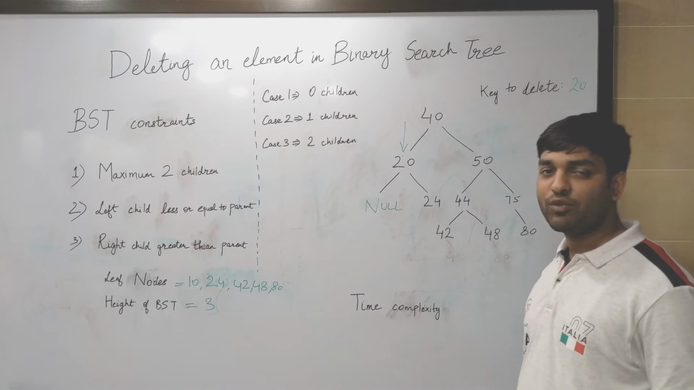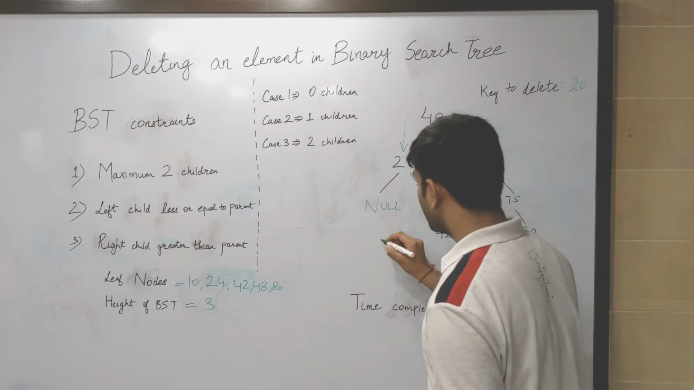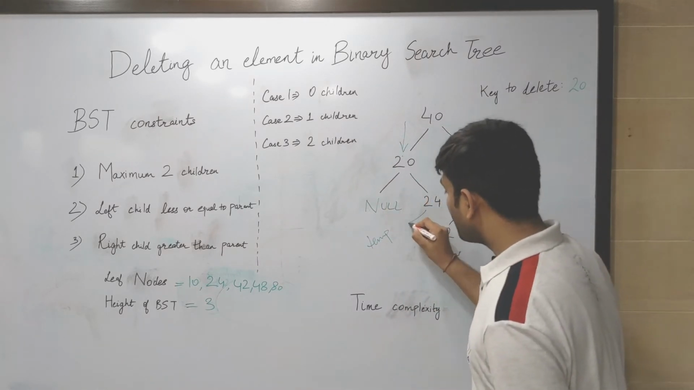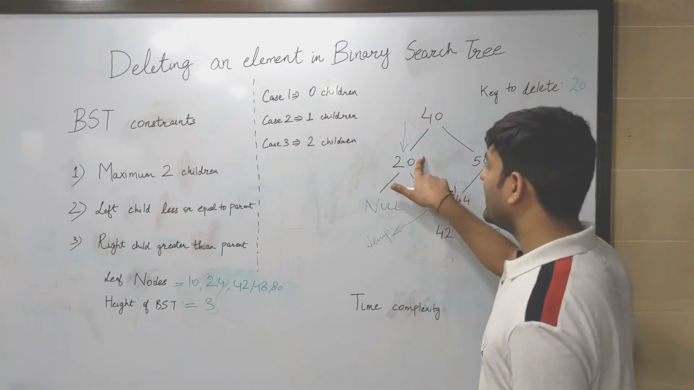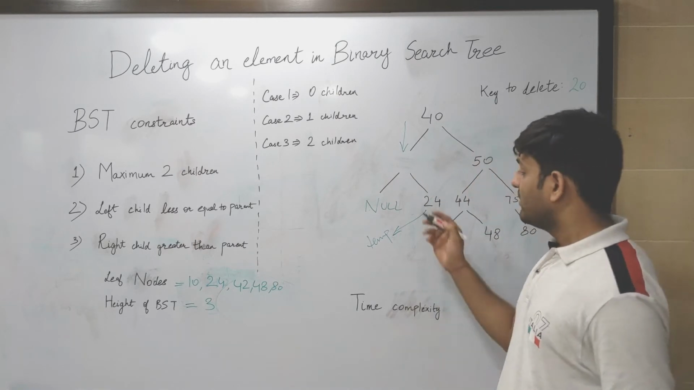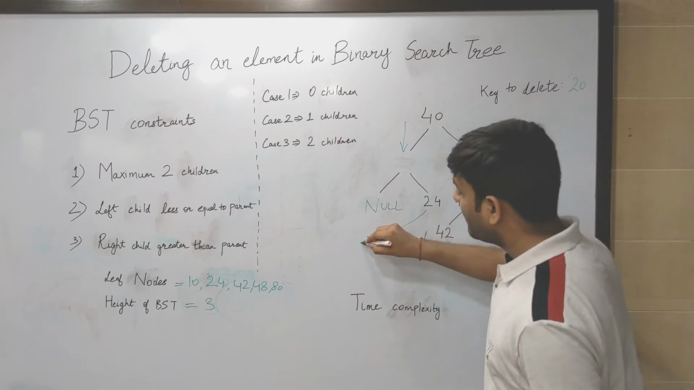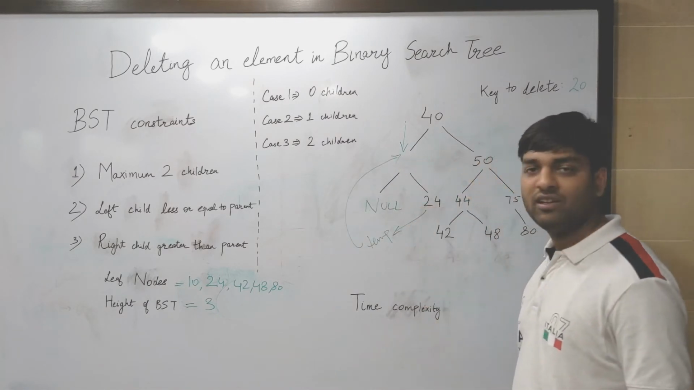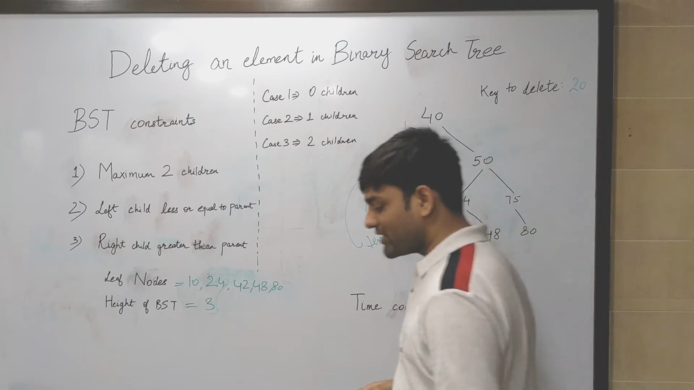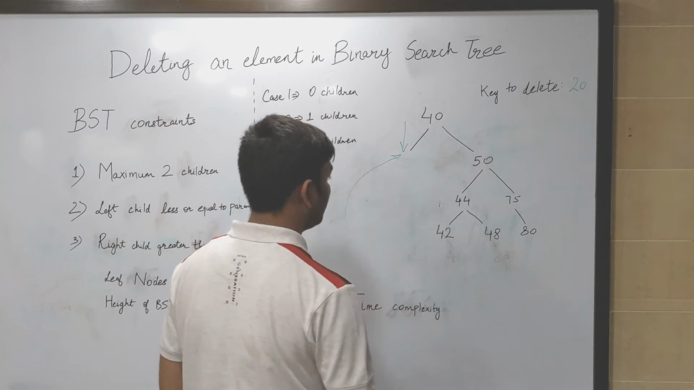However, 20 has one subtree, which is the right in our case. So what we'll do is, we'll save the right subtree in a temporary pointer. So temp now points to 24 and we delete 20. After we delete 20, we point the left subtree of our parent node, that is 40, to temp. So after deletion, if we just clear things up, now 40 will point to 24.